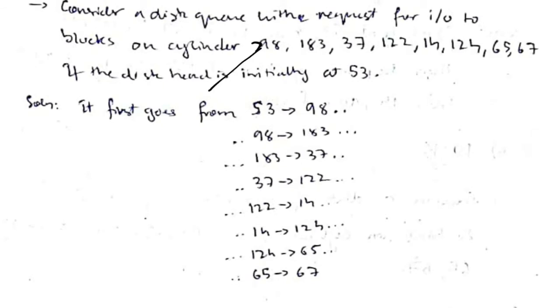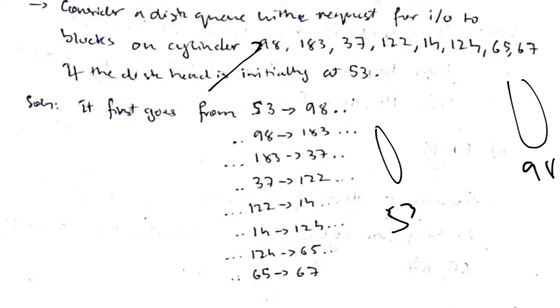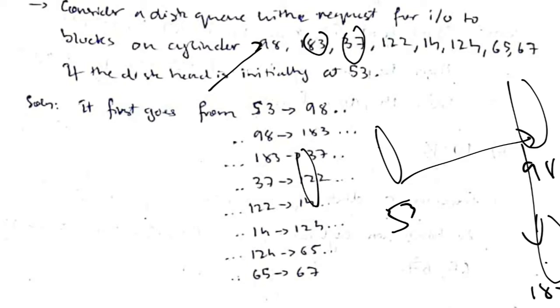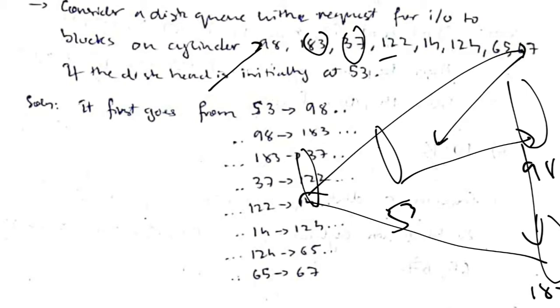First, it will go to 98. The cylinder 98 is here, so it will go here from 53. Suppose that 53 is here, it will go from 53 to 98 first. Then 183. Suppose that 183 is here, it will go to 183, then 37. 37 is here, it will go to 37, then 122, and so on. Then 14, 124, 65, and 67.